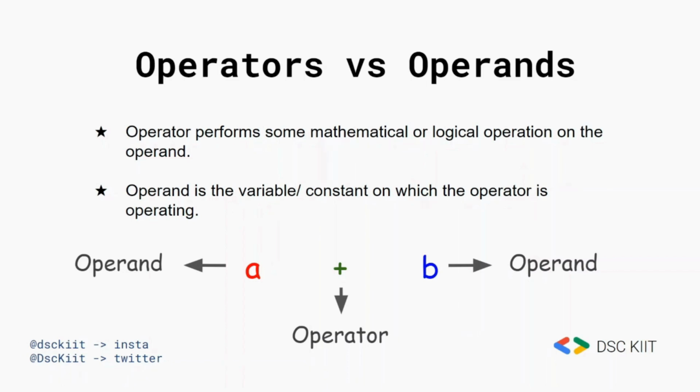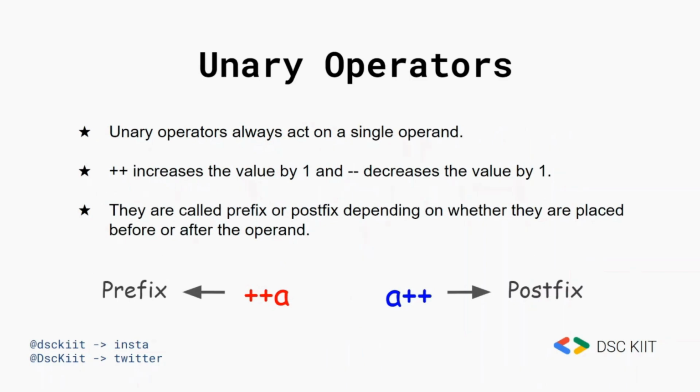So let's start by discussing what unary operators are. As the name suggests, a unary operator always acts on a single operand. Now, there are many types of unary operators, but we'll discuss the most basic and important ones. And I'll leave it to you as an assignment to go explore other operators like the not operator or the unary minus operator. Now, what we'll be discussing today are the unary increment and decrement operators. The unary increment operator increases the value of the operand by 1, and the unary decrement operator decreases the value of the operand by 1.